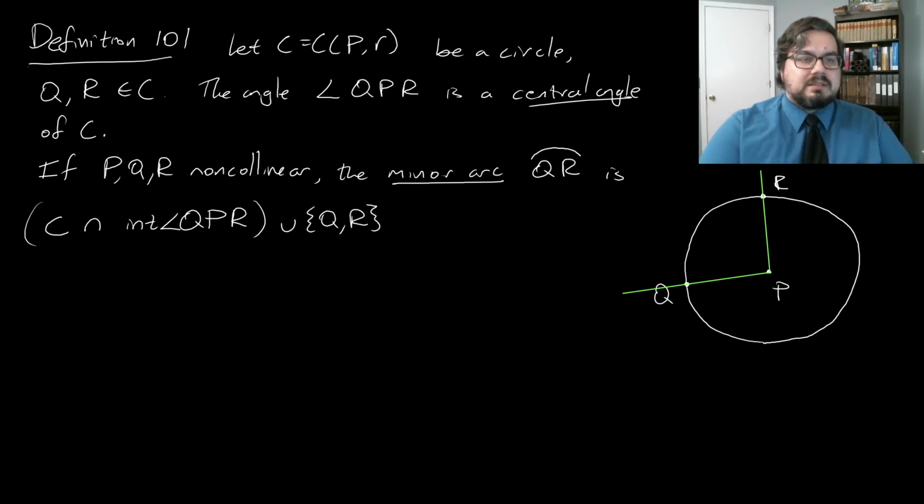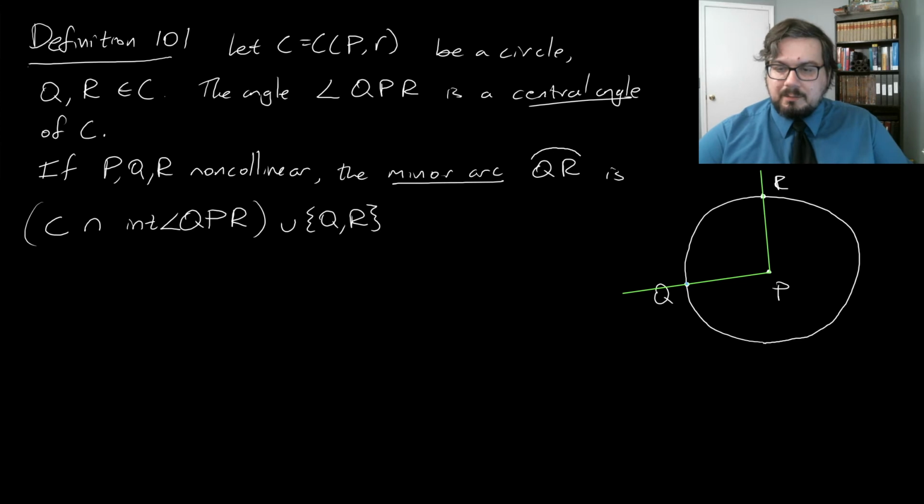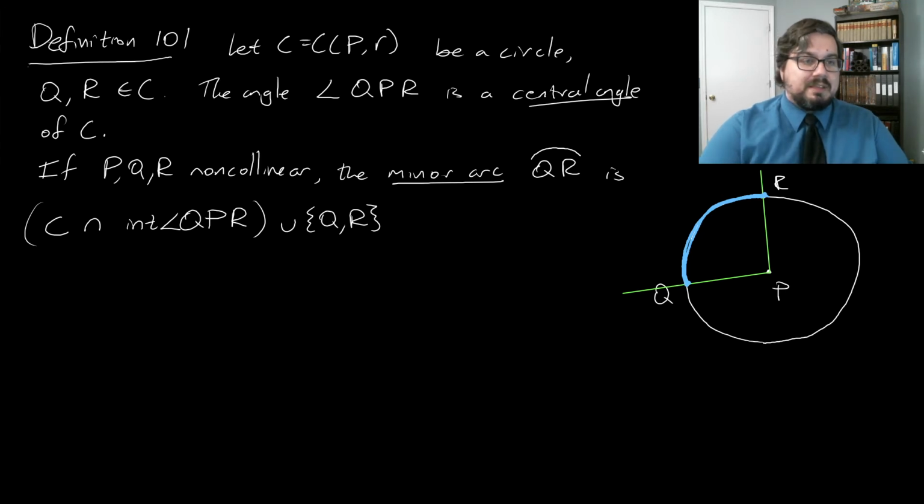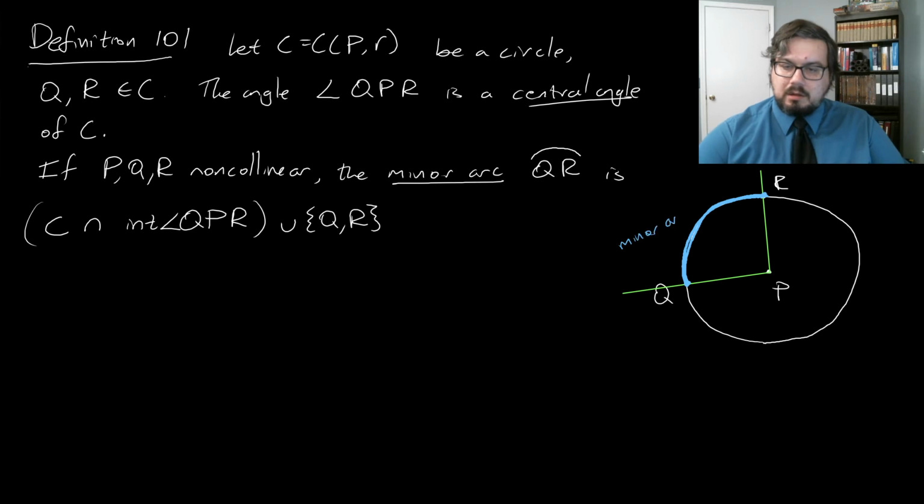So let's see that here. I'm going to illustrate it in blue. Let me get a thicker line here. Haha, that is too thick. So this set of points here, going out to Q and out to R, and including everything in the interior of the angle QPR that's on the circle, is the minor arc. The minor arc QR.